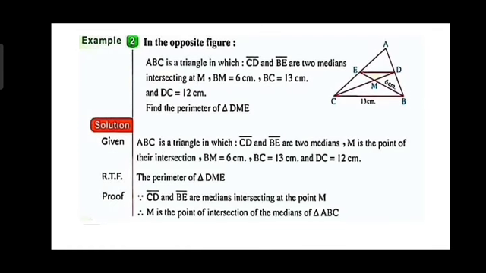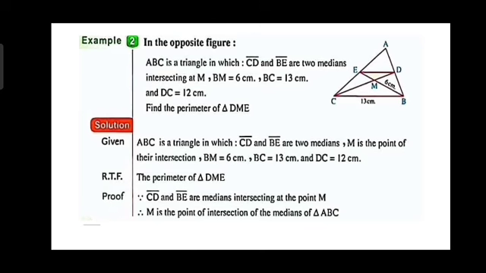Then we had an example here. In this opposite figure, ABC is a triangle in which CD and BE are two medians intersecting at M. BM equals 6 cm, BC equals 13 cm, and DC equals 12 cm. We want to find the perimeter of triangle DME.